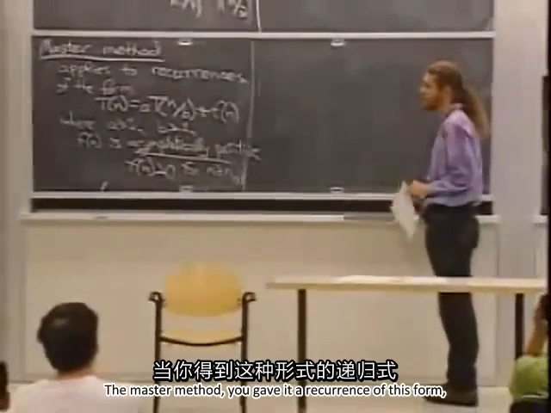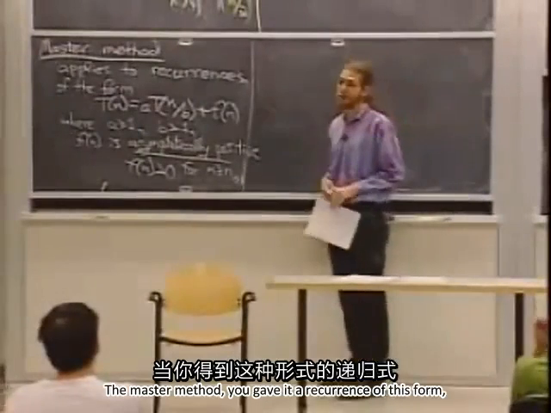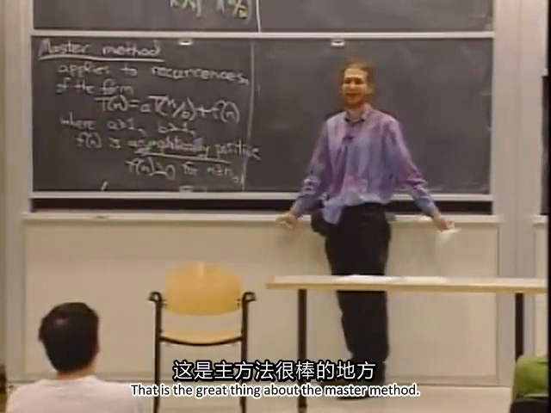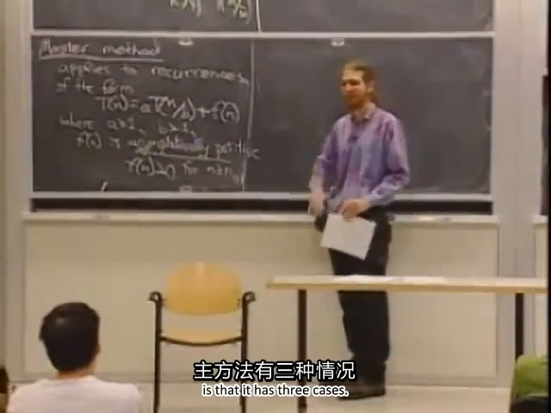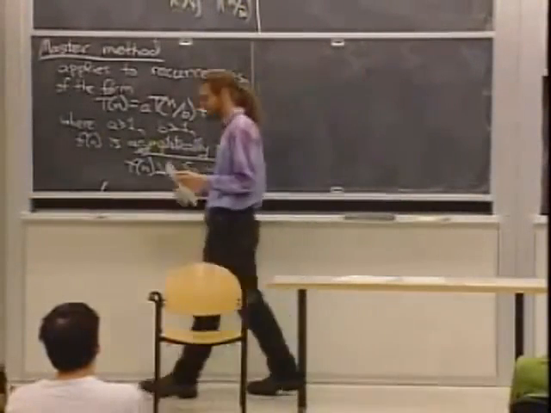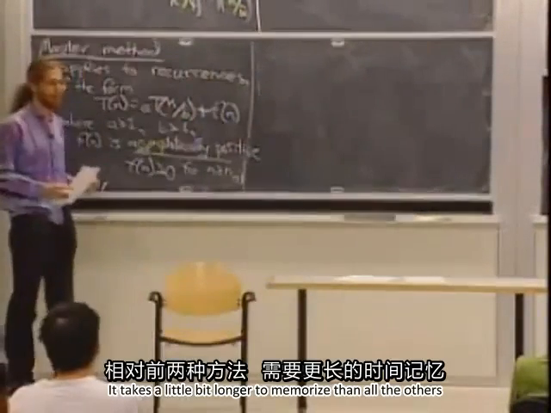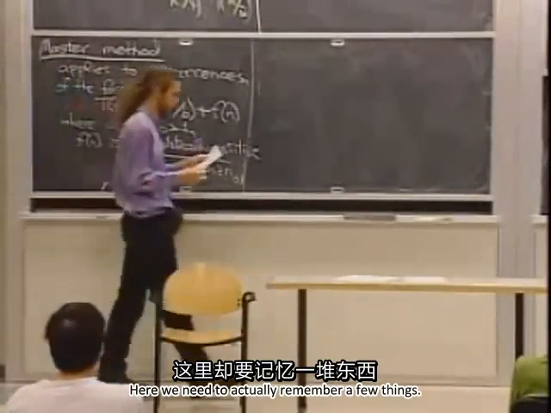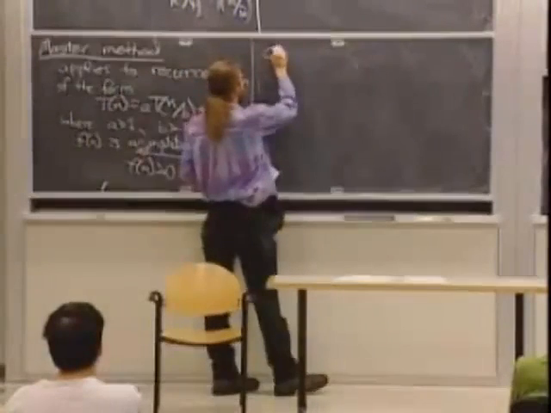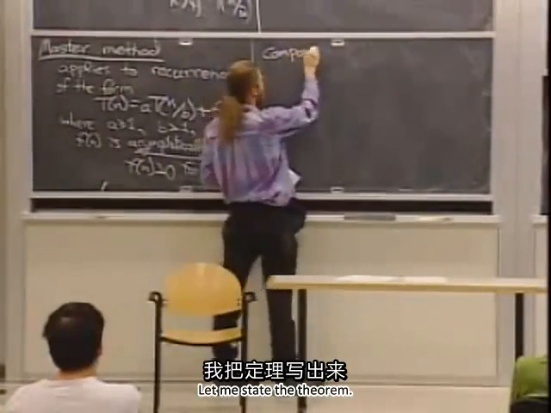Good. So with the master method, you give it a recurrence of this form, it tells you the answer. That's the great thing about the master method. The annoying thing about the master method is it has 3 cases. It's a bit long. It takes a little bit longer to memorize than all the others because the others are just ideas. Here we need to actually remember a few things. So let me state the theorem.